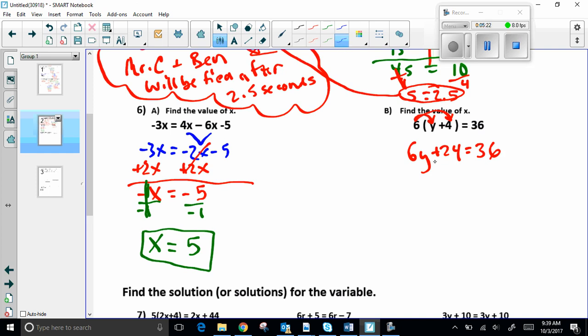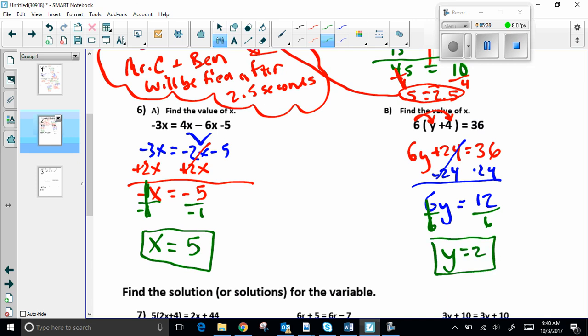I take care of any addition or subtraction first. So I subtract 24 on both sides. I get 6y is equal to 12. I divide by 6 on both sides, and y is equal to 2.